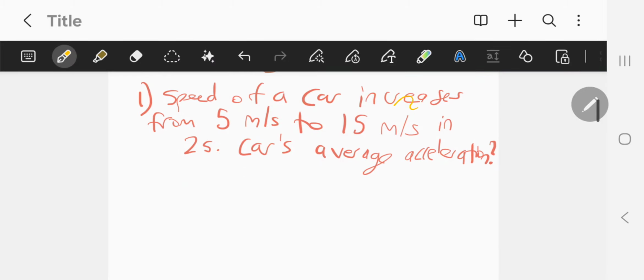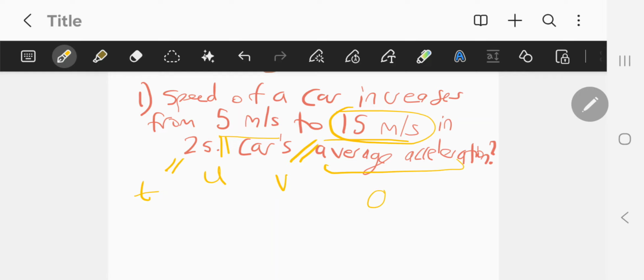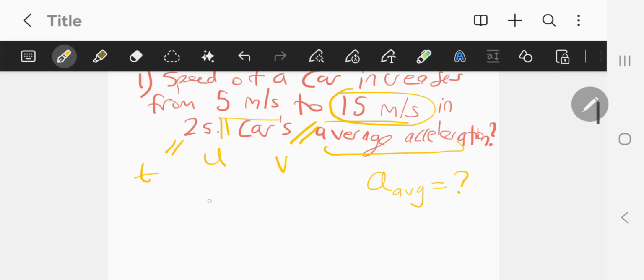Now, let's dissect this. Increases from this to this. If it increases, it means that the 15 is our final velocity v, and our initial velocity is u, because initially it's 5, increases to 15. 2 seconds, that's our time t. Average acceleration, that is a average. That's what we need. So that's what we know. What do we need to work out acceleration? Well, we're given 2 velocities, u and v, and time.